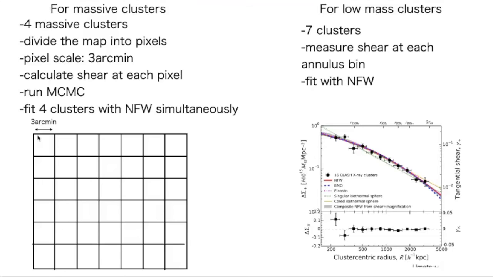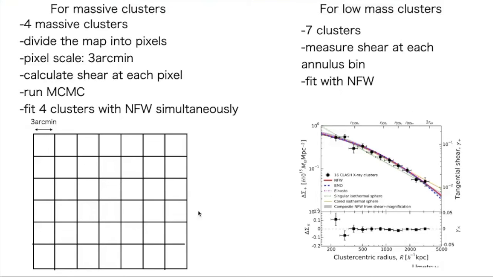We divided the sky into cells like this, and in each cell we estimated the shear, and we fitted the shear values in this plane. For massive clusters, the weak lensing signal is very high, so we don't need to divide the sample like this.